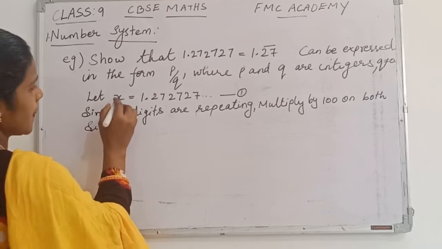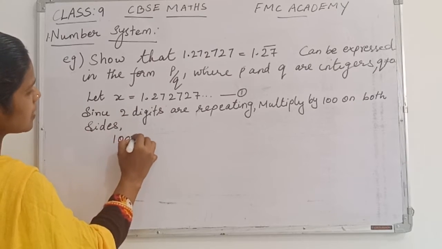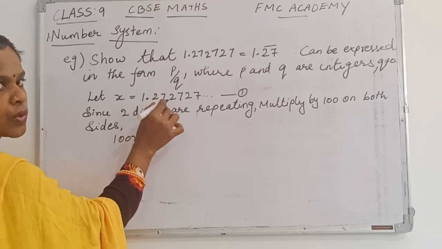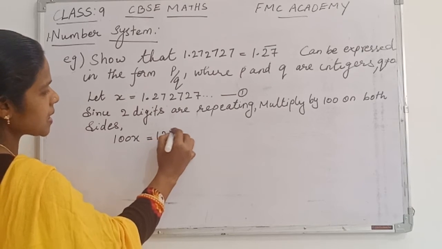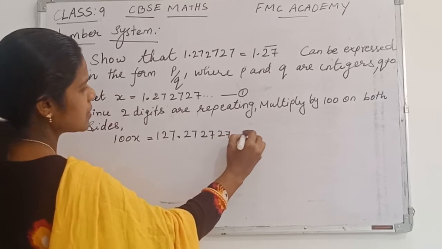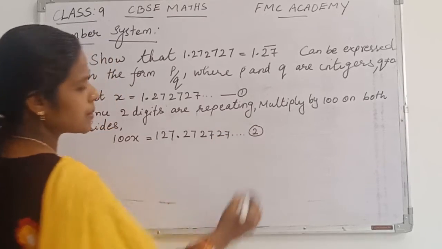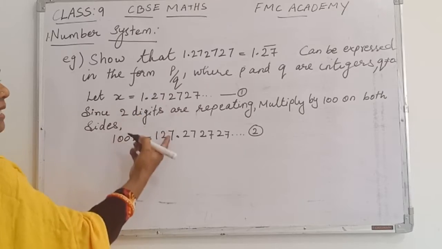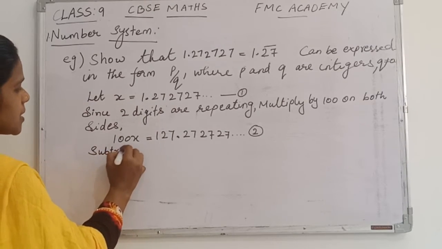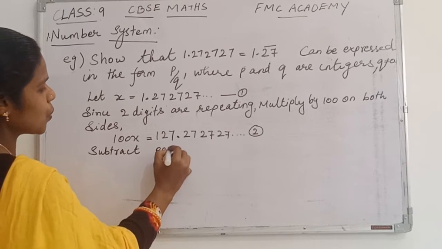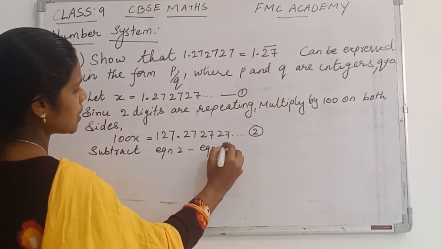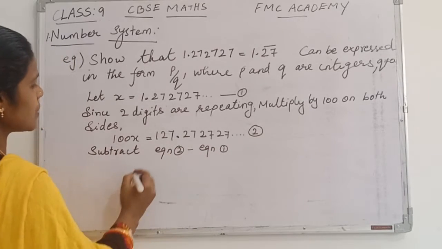So what you will get is 100x is equal to, here the point will be shifted after two digits, so we will have 127.272727..., and this will be equation number 2. Then let us subtract both equations. Subtract equation 2 minus equation 1.